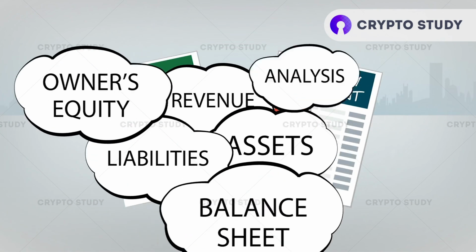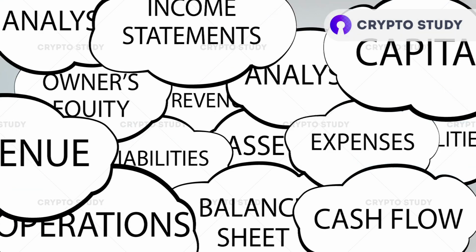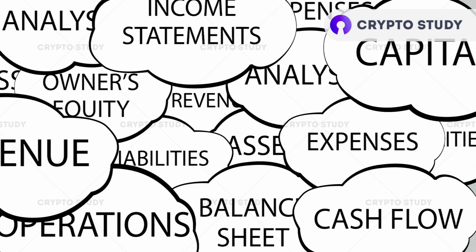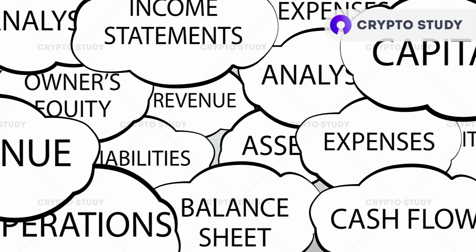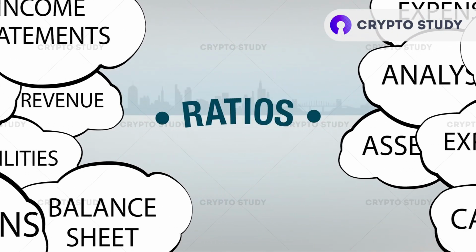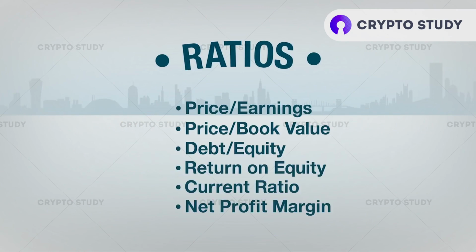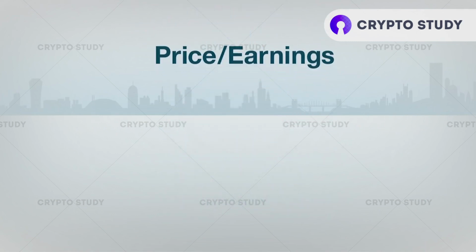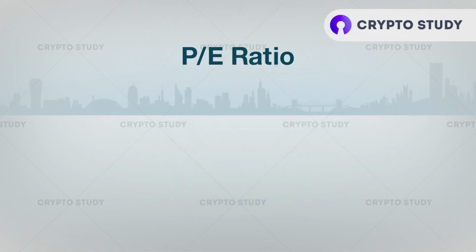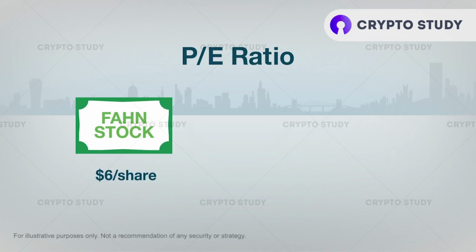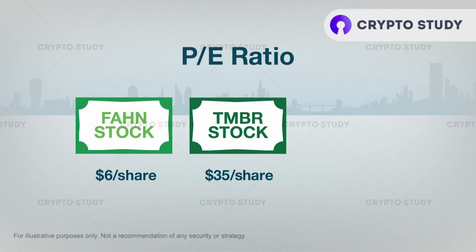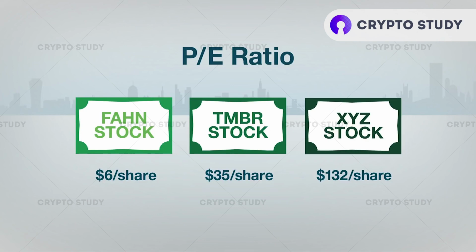As you can see, there is a lot of information in the three financial statements. With all of these facts and figures, analysis can be a little tricky. This is why some investors may use ratios. There are several ratios that can help an investor compare stocks, but we'll focus on one of the most common: the price to earnings, or PE ratio. Let's say you have one stock that's trading at $6 a share, another at $35 a share, and a third at $132 a share. How would you know which one is the best value?